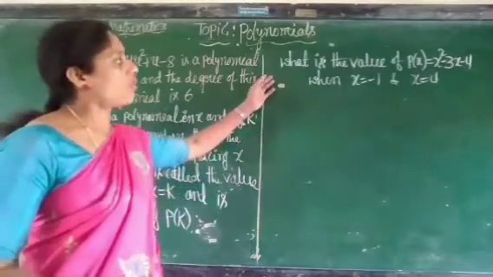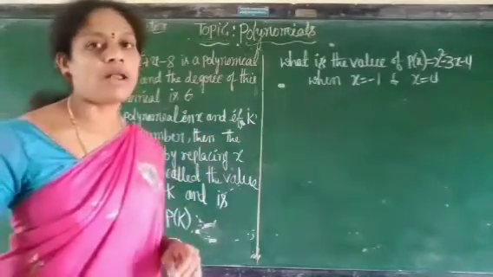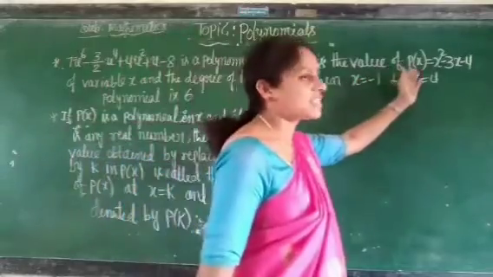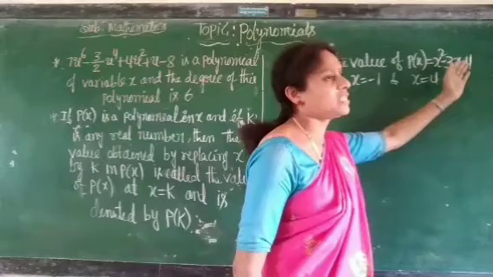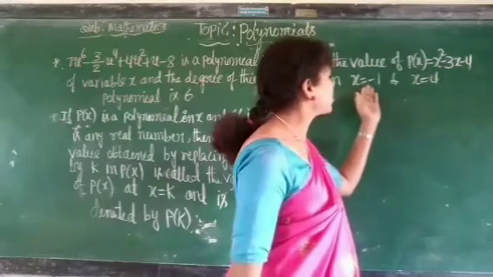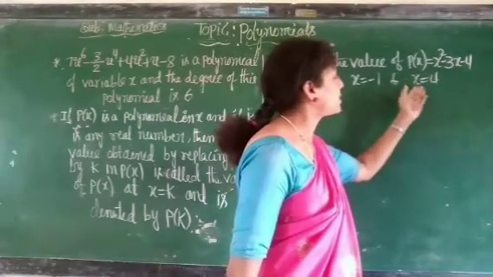Coming to the next point, what is the value of p of x is equal to x square minus 3x minus 4 when x is equal to minus 1 and x is equal to 4.